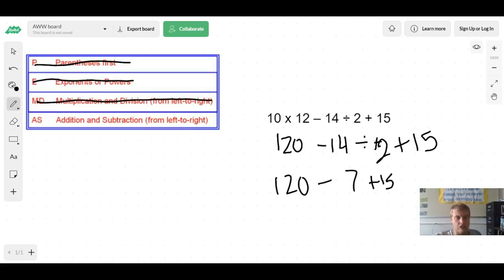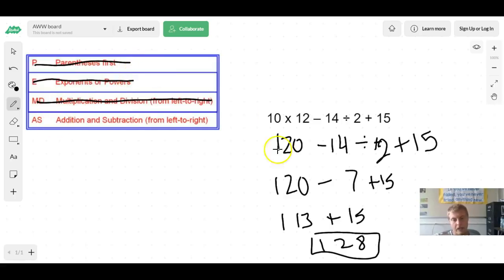Now we're out of multiplication and division. So now we'll do addition and subtraction from left to right. So the next thing would be our subtraction. So that would be 113. And then finally, we would do addition, which would give us 128. And that would be our final answer. So that's how the order of operations works. We'll go from this chart, so parentheses, exponents, multiplication and division, and addition and subtraction, and just go through and solve it as we go.